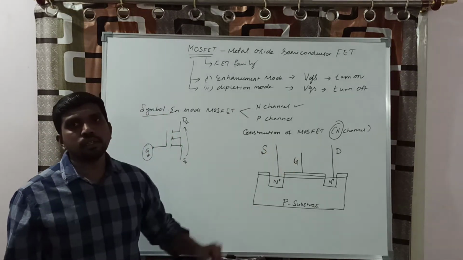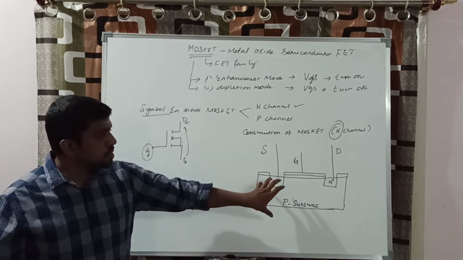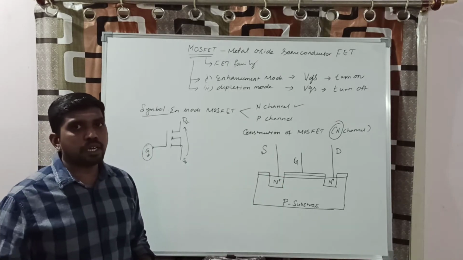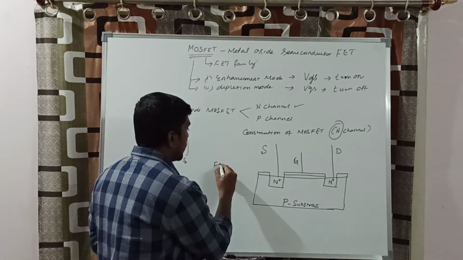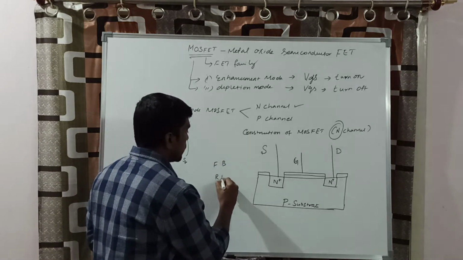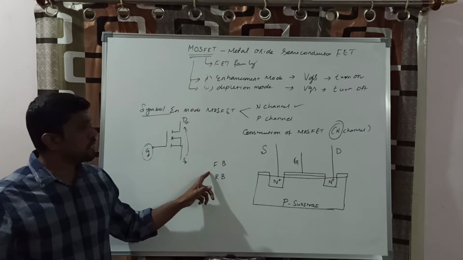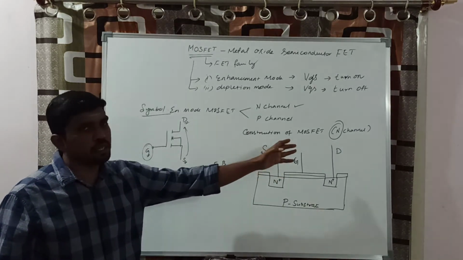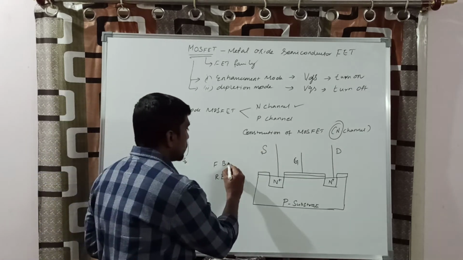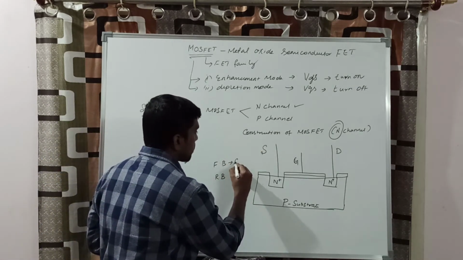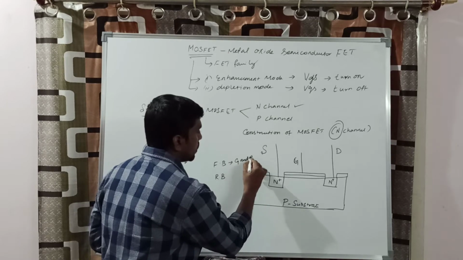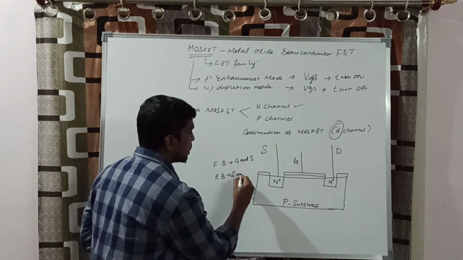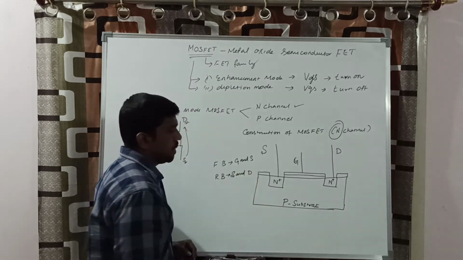Now you assign the biasing voltage. In this MOS transistor, you can apply two types of biasing. One is forward bias, next one is reverse bias. These two biasing voltages you can apply between the source and gate, and source and drain. The forward bias is applied between gate and source, reverse bias is applied between source and drain.